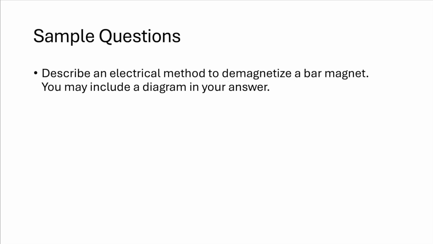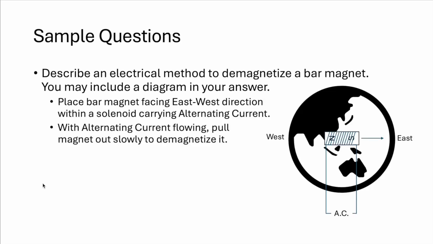Describe an electrical method to demagnetize a bar magnet. You may include a diagram in your answer. So it's good to draw an image out when you see this kind of instruction. What we covered is to use AC, alternating current, because every half rotation of the motor, the direction of the electrical current changes. So place the bar in the east-west direction of the earth and in the middle of a solenoid carrying AC. As the AC is running, remove the magnet out of the solenoid slowly to allow the magnet to experience the changing of the poles of the solenoid.